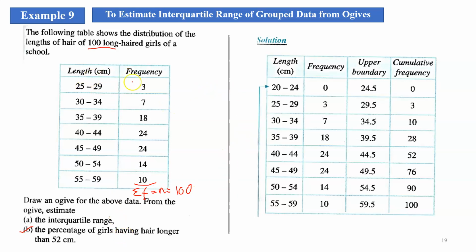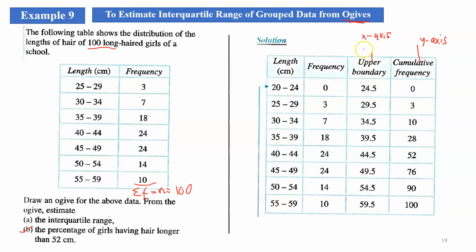So, from here, we start with the table. The table, previously you only have 2 columns. Now you have 2 extra columns. Ingat kalau OGIF, kena ada upper boundary. So, this upper boundary will be your x-axis. X-axis, ya. This lower boundary, this cumulative frequency will be your y-axis. Okay, that's why we need to find these two.